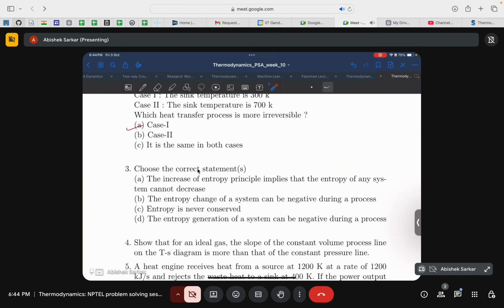So question number 3 is: choose the correct statements. A: the increase of entropy principle implies that the entropy of any system cannot decrease. B: the entropy change of a system can be negative during a process. C: entropy is never conserved. D: the entropy generation of a system can be negative during a process. Which of the following statements are correct?